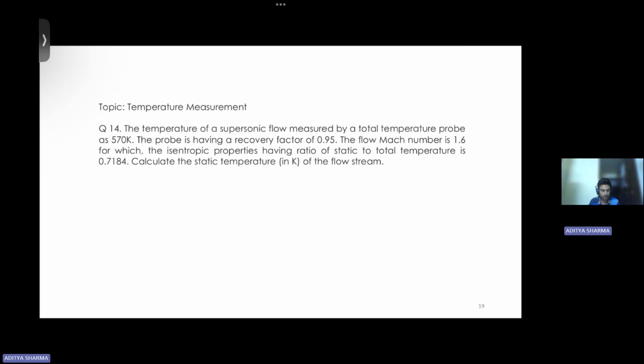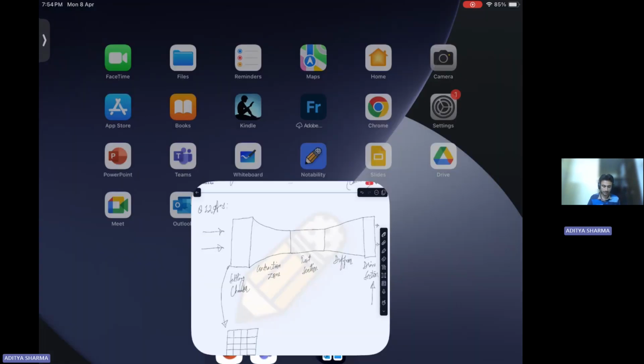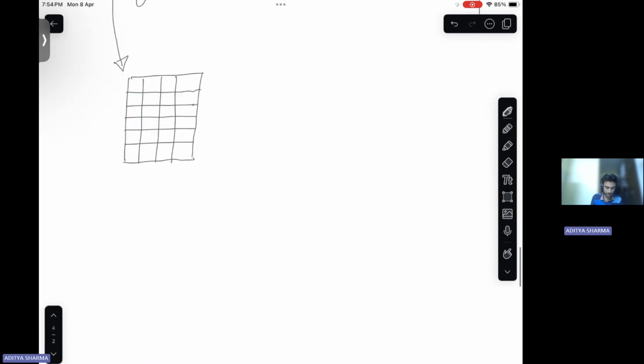All right. So this question says that the temperature of a supersonic flow, measured by a total temperature probe, is 570 K, right? The probe has a recovery factor of 0.95. The Mach number of the flow is 1.6. The isentropic property, static to total temperature, is 0.718. Calculate the static temperature. Oops, sorry, I already gave the answer by mistake, but let's work it out.